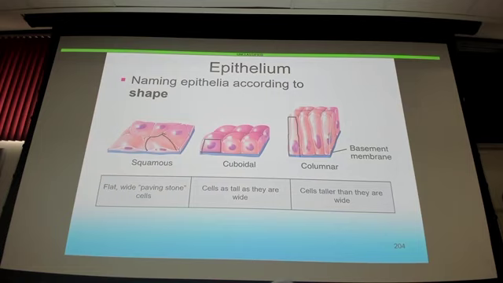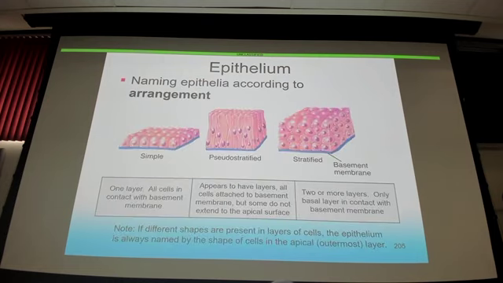So that's one way. We're going to combine the ways to name a tissue. So you can have squamous, cuboidal, columnar, and then we can take it to the next level and say, well, we can also name them by their arrangement. If there is one layer of cells and they're all in contact with the basement membrane, it's called simple. One layer of cells on a basement membrane is simple.